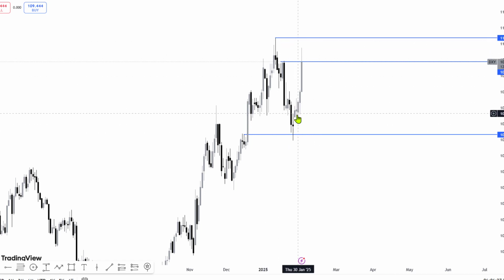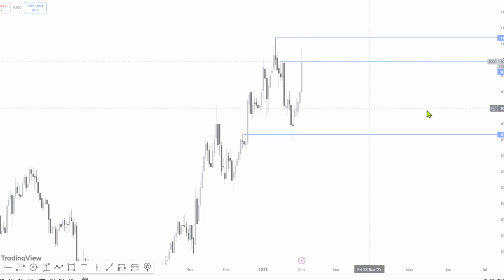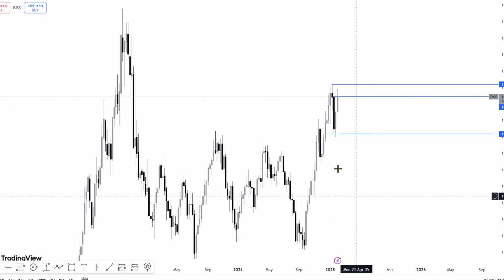If you looked at that from a weekly perspective, you'd see that price action actually reacted off a bullish order block on the weekly time frame that we've been looking at from the previous week.